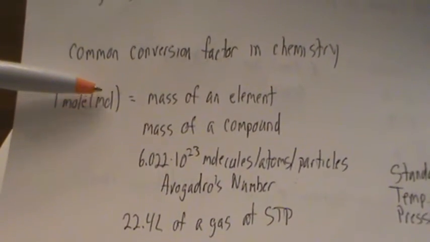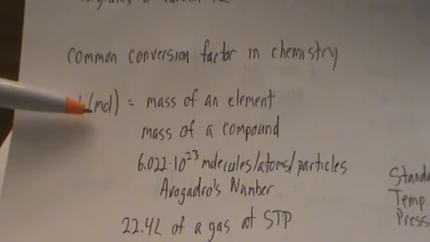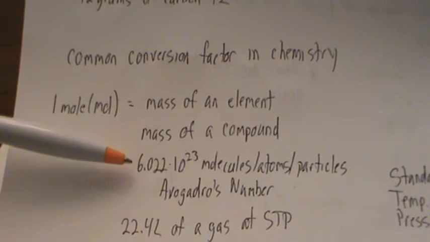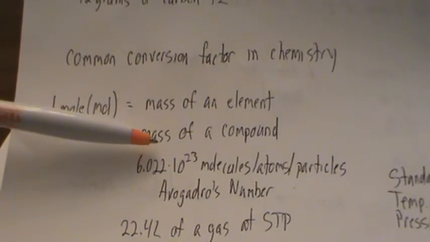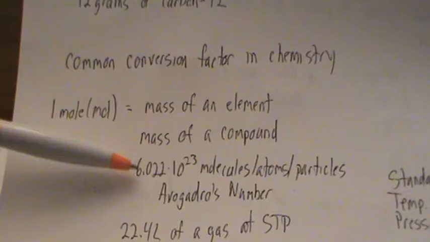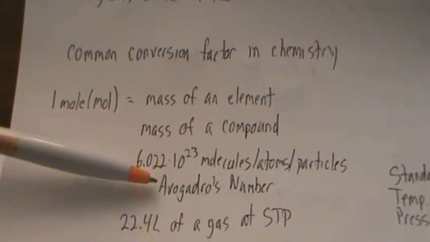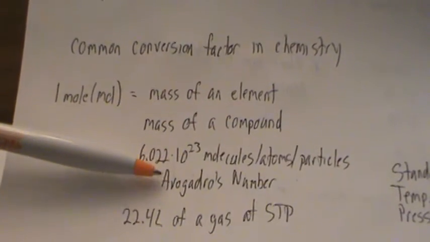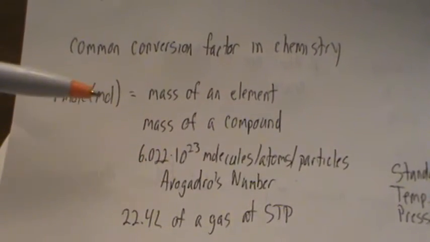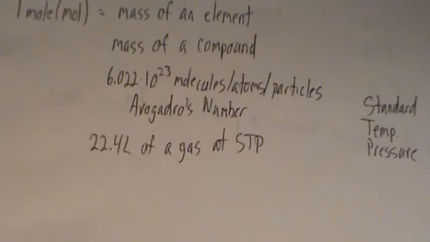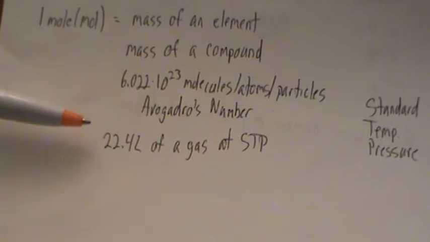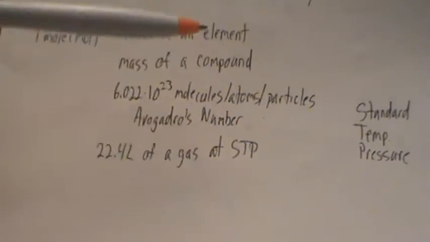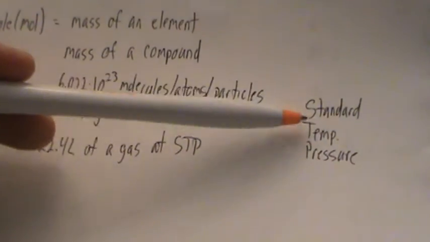So 1 mole, and the way that we abbreviate the mole is mol, is equal to the mass of an element, the mass of a compound, 6.022 times 10 to the 23rd molecules, atoms, particles. This number has a couple different units with it, and it has a proper name. It's called Avogadro's number. He's a scientist that's in the PowerPoint presentation, right around 1811. It's also equal to 22.4 liters of gas at STP. Now what does STP stand for? It stands for standard temperature and pressure.